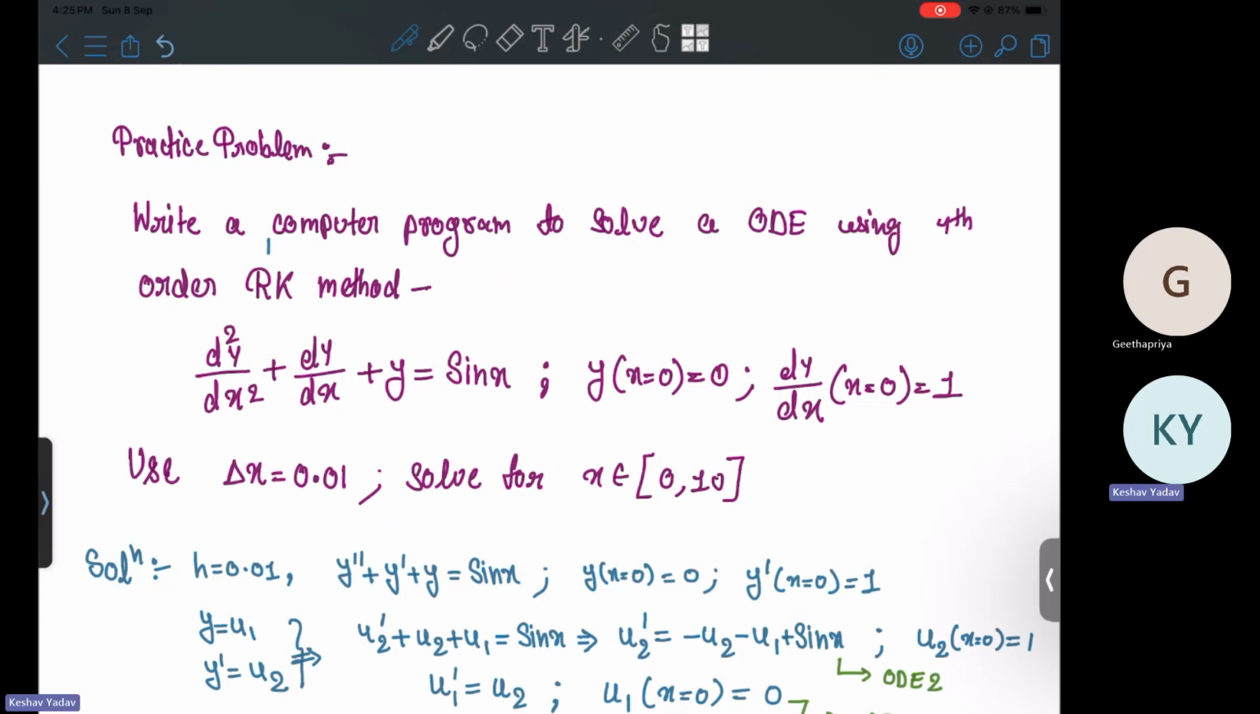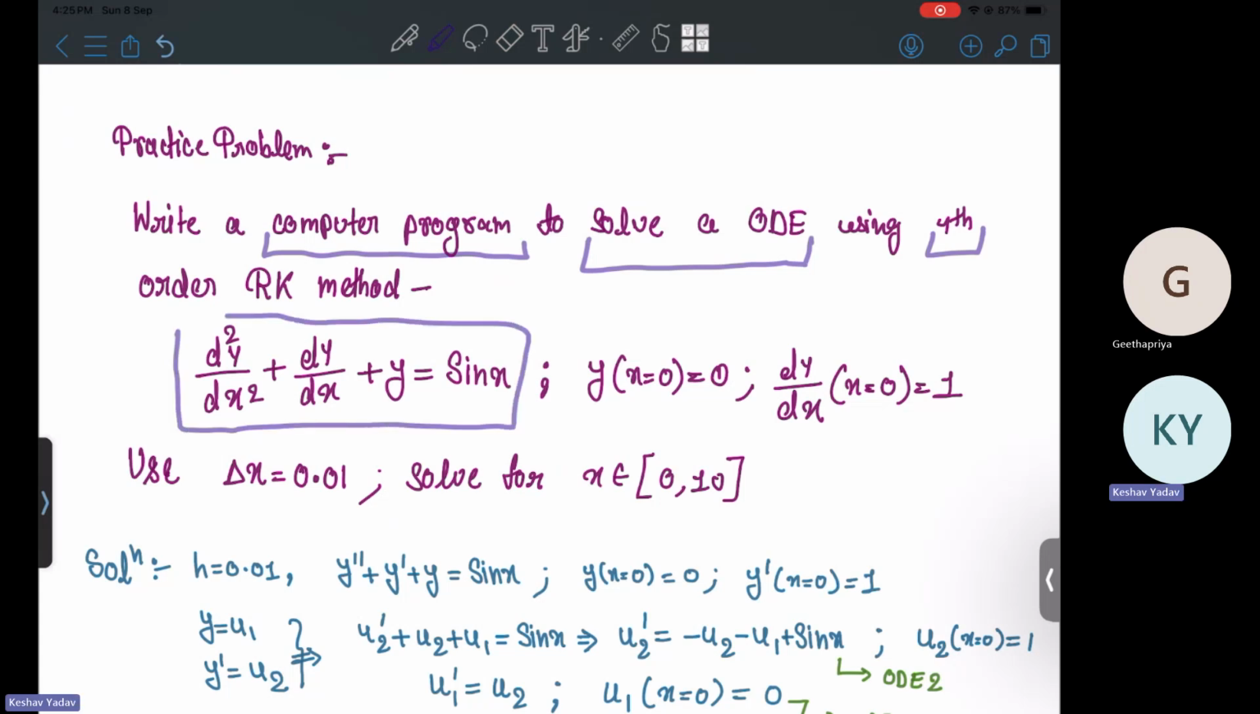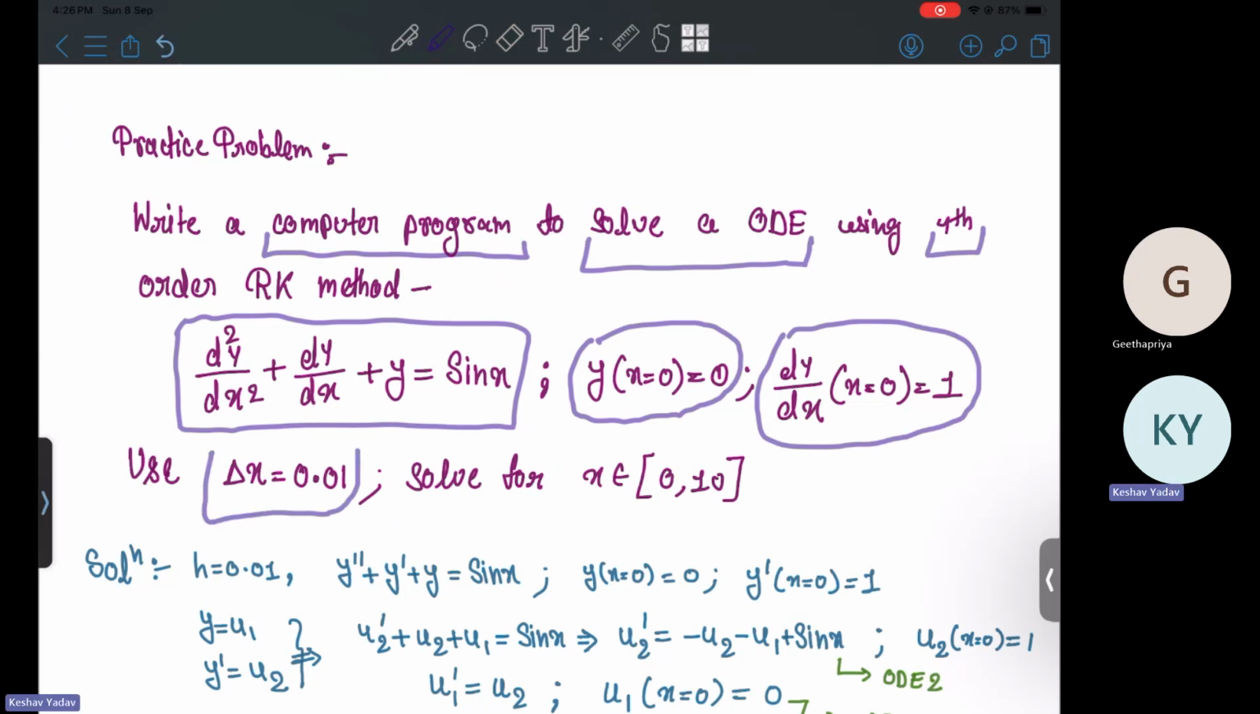We want to write a computer program to solve an ordinary differential equation using the fourth order Runge-Kutta method. This is a second order ordinary differential equation, a second order initial value problem. y at x equal to 0 is 0 and y prime at x equal to 0 is 1. We want to use a step size of 0.01 and we wish to solve this problem in the 0 to 10 domain. So how do we solve this problem?